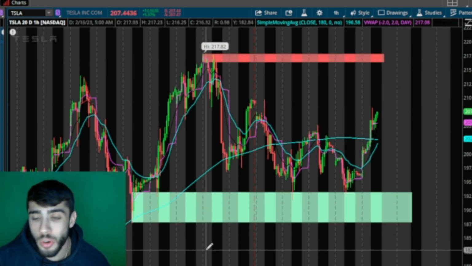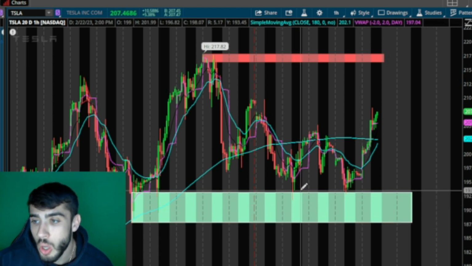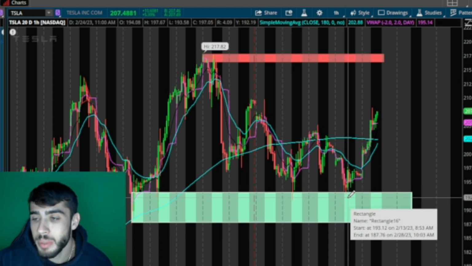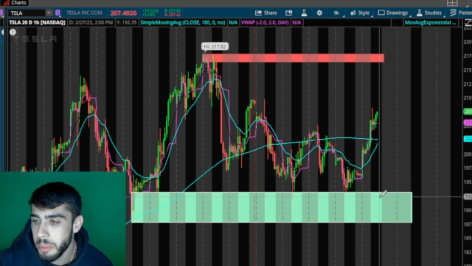This demand zone has already been used multiple times. As you can see, price action bounced here once, twice, 3 times in the past 2 weeks. Therefore, there is a lot of buyers down in this area, and if price action ended up coming back down, I would expect buyers to still be present in this area.